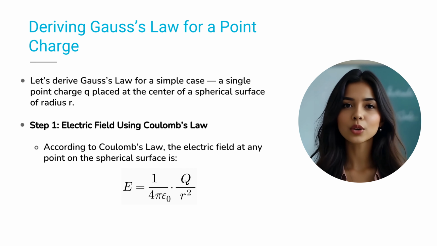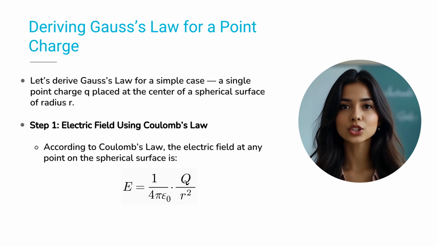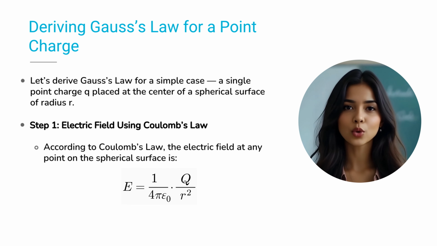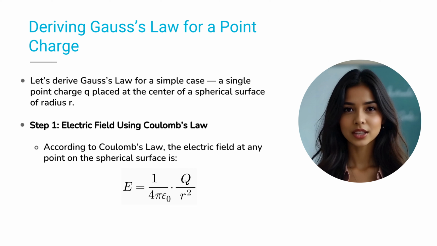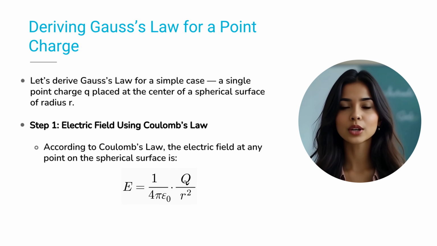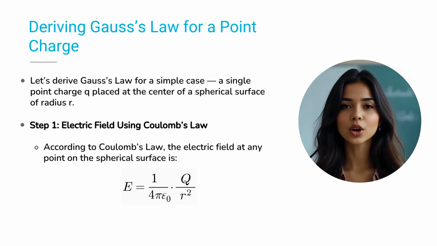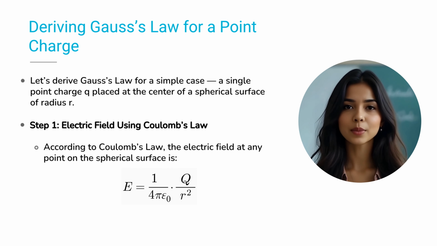Let's derive Gauss's law for a simple case. A single point charge, denoted as Q, placed at the center of a spherical surface of radius r. According to Coulomb's law, the electric field at every point on the sphere is given by E equals 1 divided by 4 pi epsilon naught multiplied by Q divided by r squared, where E is the electric field, Q is the charge at the center, r is the radius of the spherical surface, and epsilon naught is the permittivity of free space, with a value of approximately 8.85 times 10 to the power minus 12 coulombs squared per newton meter squared.